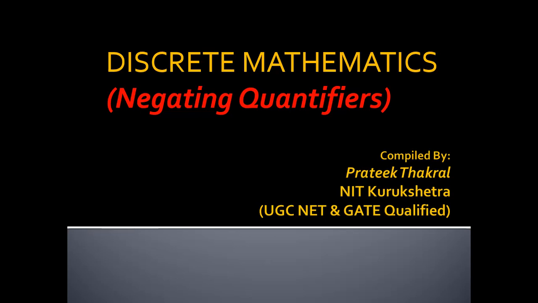Hello friends, in my last lecture I discussed the various types of quantifiers, that is universal quantifier, existential quantifier and uniqueness quantifier. So in this particular video I will discuss the negation of those quantifiers, how the negation is done and what value is obtained by negating those quantifiers.